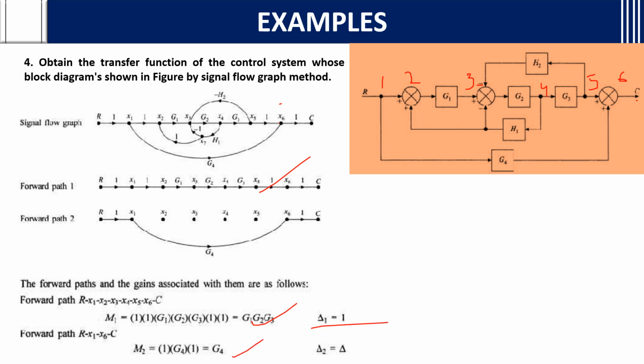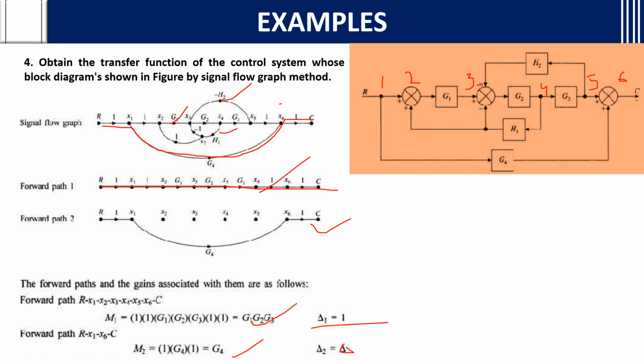For this, delta 1 will be delta. As you know, delta 1 equals delta. Why? Because in this forward path, all loops are touching this forward path, so delta 1 will be 1. For the forward path 2, if you see, no loops are touching. This is the forward path we took, from here. This loop is not touching, this loop is not touching, whichever loops are present in the question, no loops are touching. So delta 2 will become what?